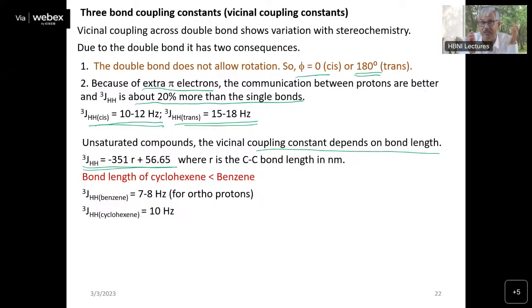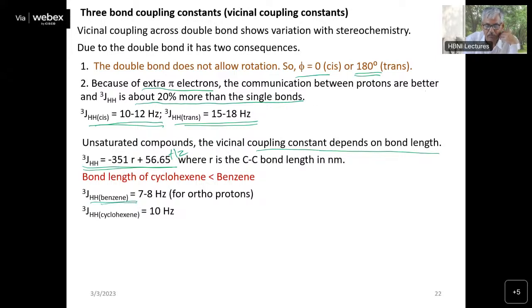I also told you that it depends on bond length. So that equation is how it is related to bond length. It is minus 351 R plus 56.65 hertz. Okay, so now I'll give you one example like benzene.